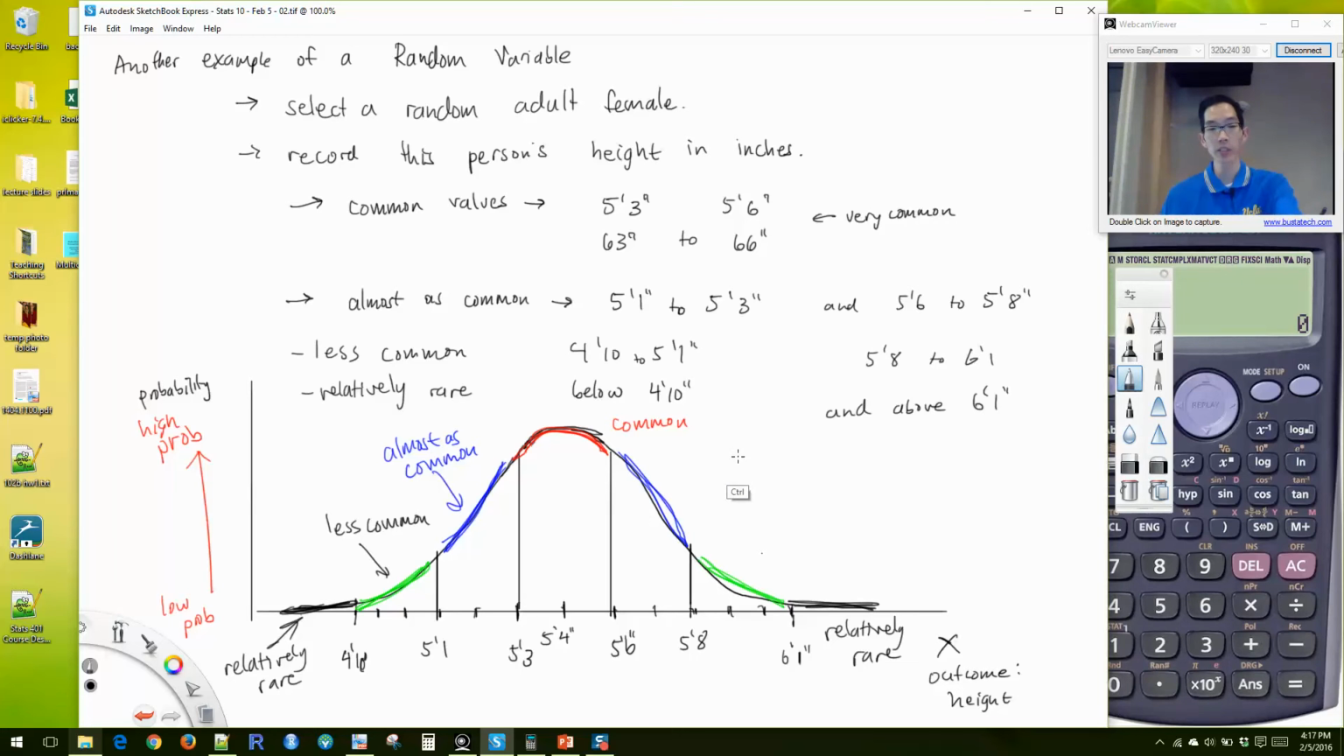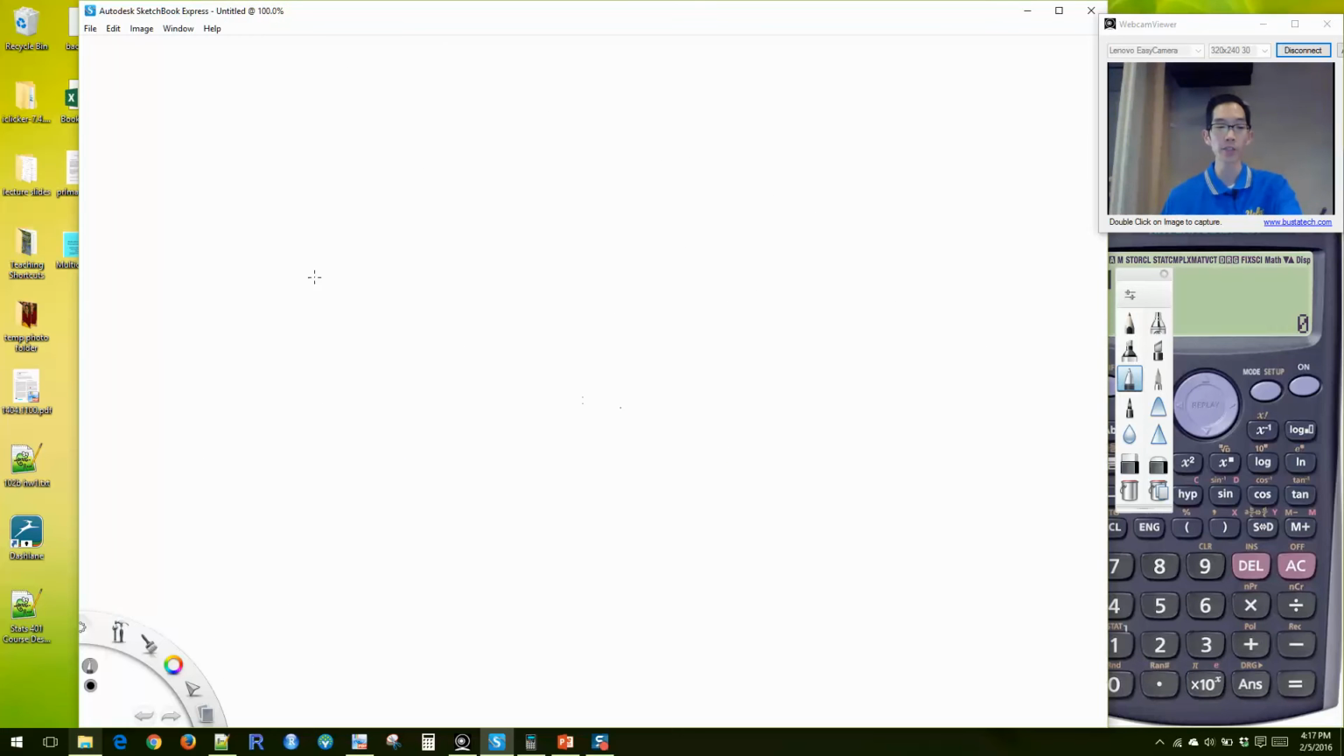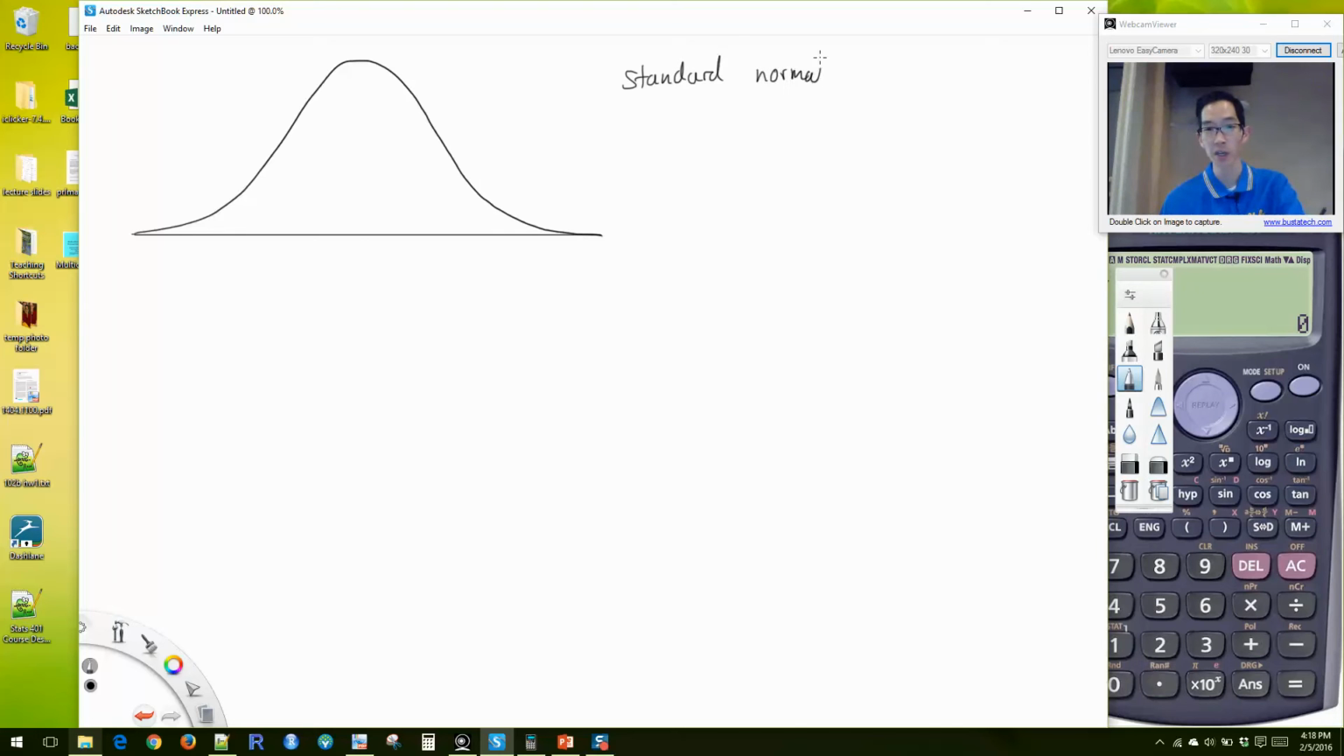So when we look at the normal table, okay, we're going to be dealing with what we call the standard normal distribution. Okay? And the standard normal distribution is centered at zero.